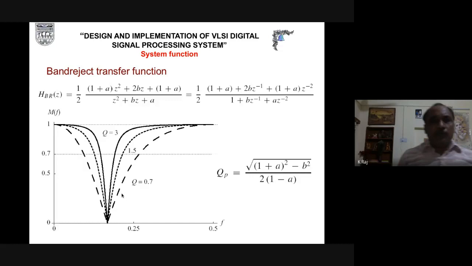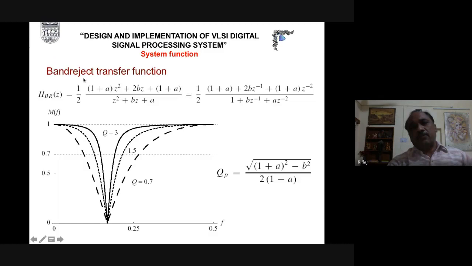Again, you have to derive this transfer function, that for the band reject filter, it is 1 by 2 times (1 plus A Z square plus 2 BZ plus 1 plus A) divided by Z square plus BZ plus A, or 1 by 2 times (1 plus A plus 2 BZ to power minus 1 plus (1 plus A) Z to power minus 2) divided by 1 plus BZ to power minus 1 plus A Z to power minus 2. QP, that is the quality factor for this filter, will be under root (1 plus A square minus B square) divided by 2 times (1 minus A). And this is the graph which has been shown. As we are increasing the Q, the bandwidth of the rejection is decreasing.